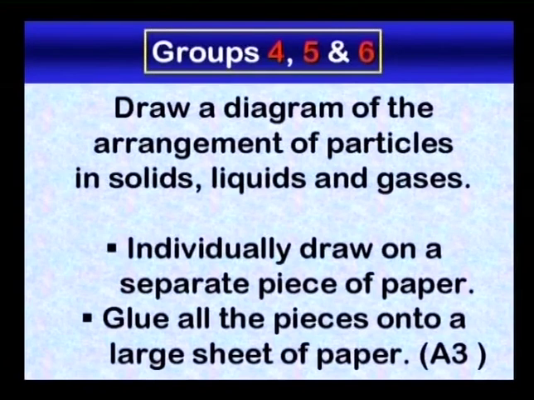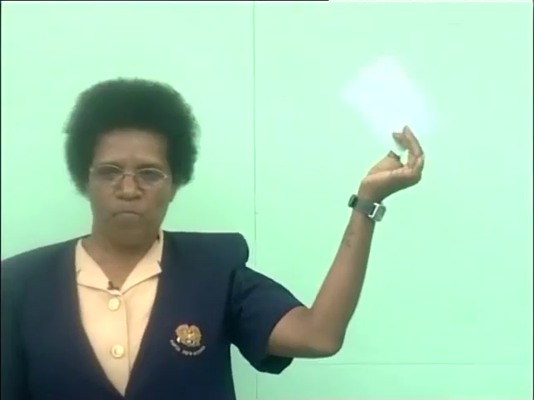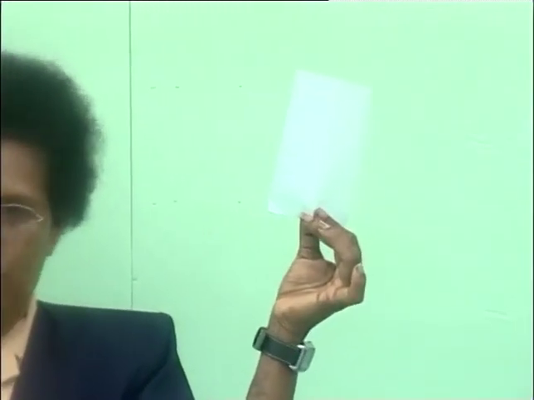Now groups 4, 5, and 6, you will be drawing a diagram of the arrangement of particles in solids, liquids, and gas. 4 solids, 5 liquids, and 6 gas. Now the instruction further says, individually, you are going to draw on a separate piece of paper. You will all be given a piece of paper like this. On that piece of paper, you draw the arrangement of each of the particles in those different states of matter. And after that, you are going to glue onto a large sheet of paper.